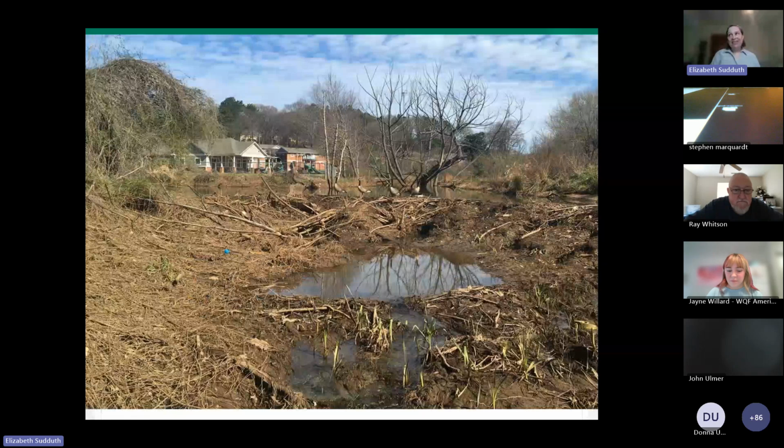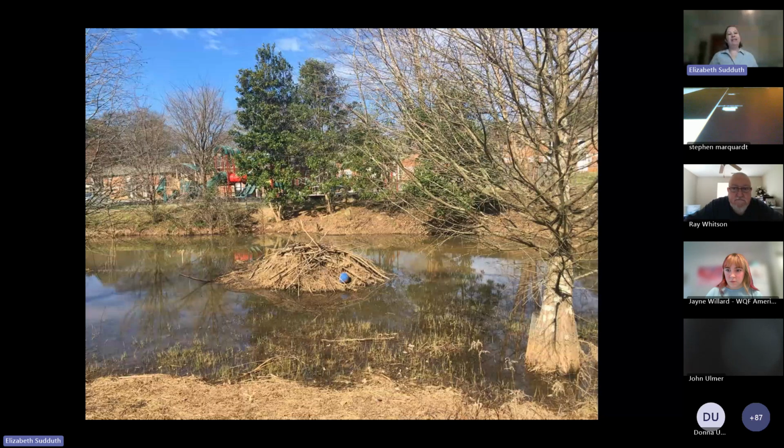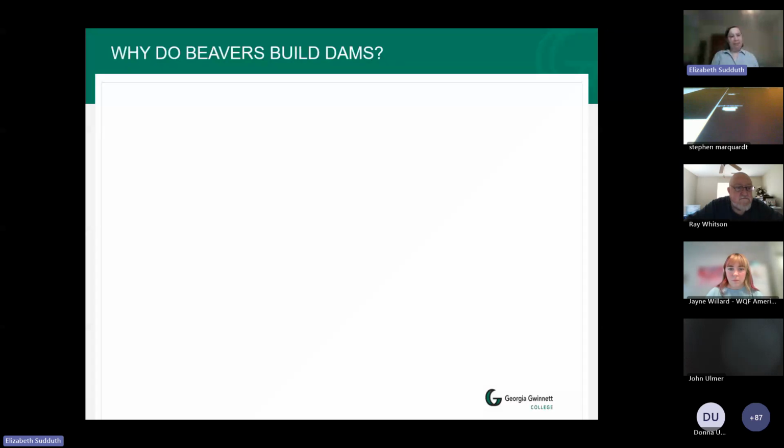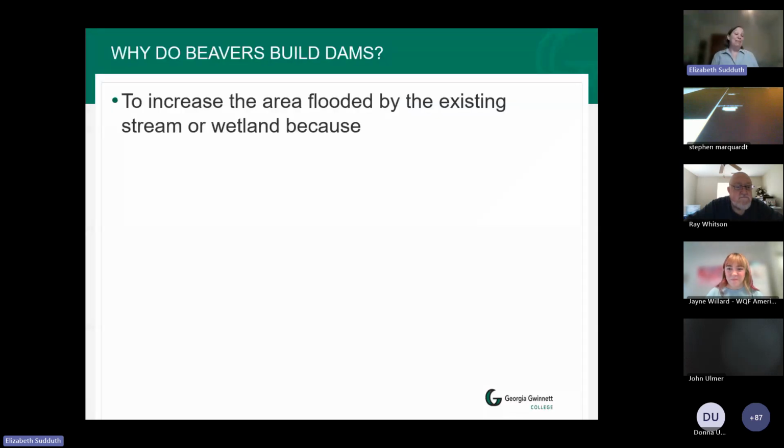So why are they doing all this? Seems like a lot of work. The number one reason beavers build dams is to increase the area flooded by the existing stream or wetland. And this is because swimming is easy and walking is hard. And if you look at the shape of their body, that makes perfect sense. They are adapted to swimming. They are not good at walking.